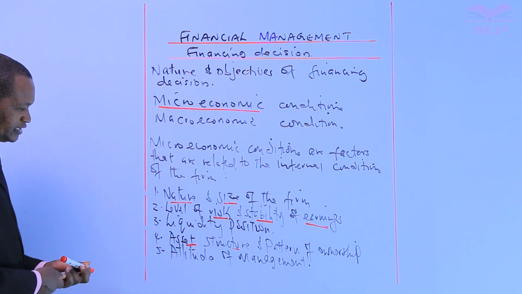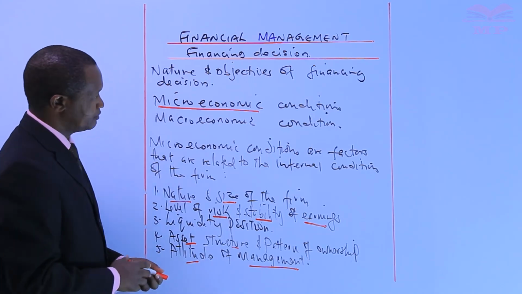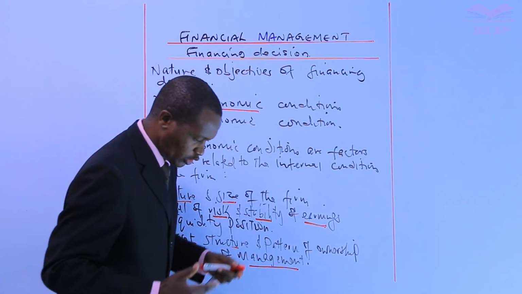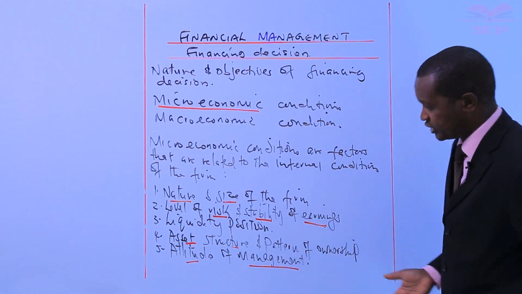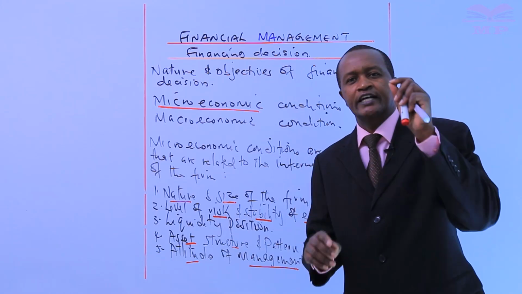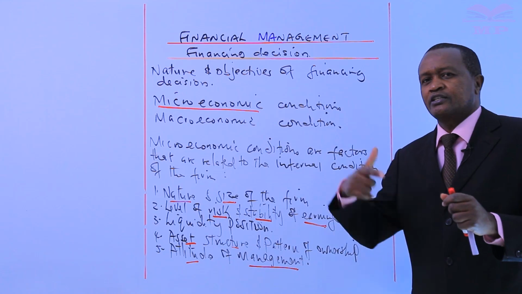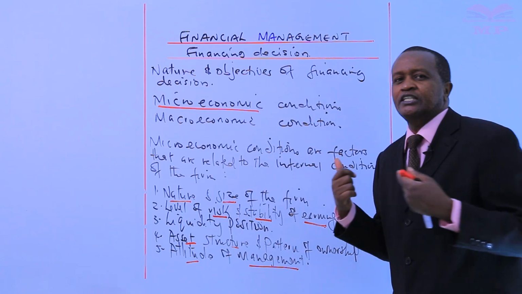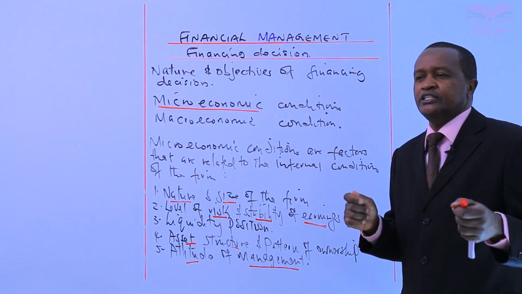Then lastly, there is the attitude of management. Now, how does attitude of management influence financing decisions? Here we are referring to the attitude of management in relation to things like risk. A conservative finance manager will attach greater importance to liquidity rather than to profitability. On the other hand, an aggressive finance manager will stress profitability and not liquidity.